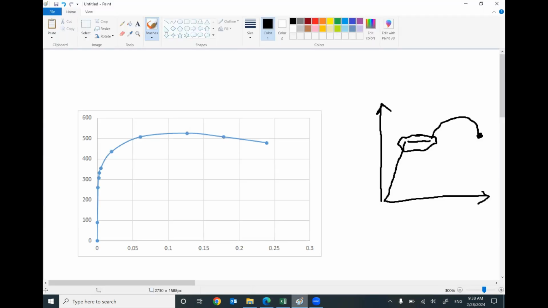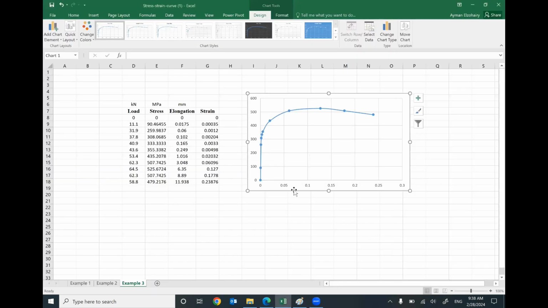So I need to measure a distance here equal to 0.002. So this one is 0.05. This one will be 0.025. So 0.002 is something here. Does that make sense?